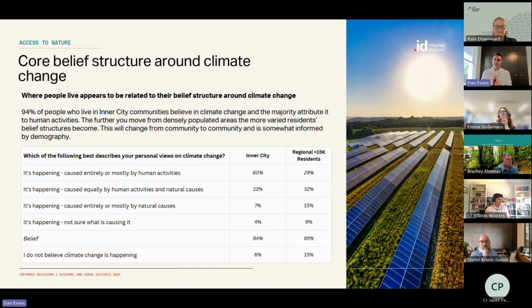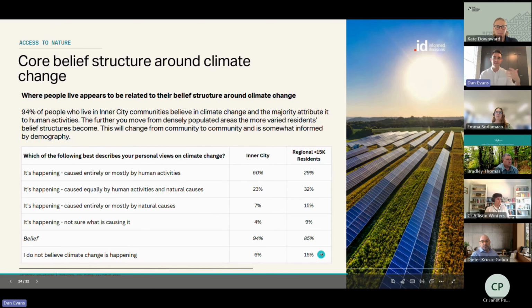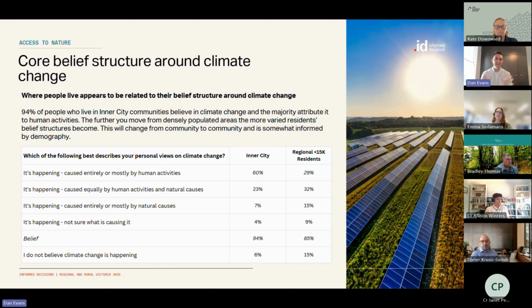When we've worked with regional and rural communities on their health and wellbeing plans, on their council plans, and the topic of climate change comes up, it's incredibly divisive because the belief structures in a community are very, very different and need to be understood at the local area level. The further out you go from metropolitan and densely populated areas, also the higher the increase in people who say, I don't believe it, it's not real. But again, that's still a really small proportion of the community.